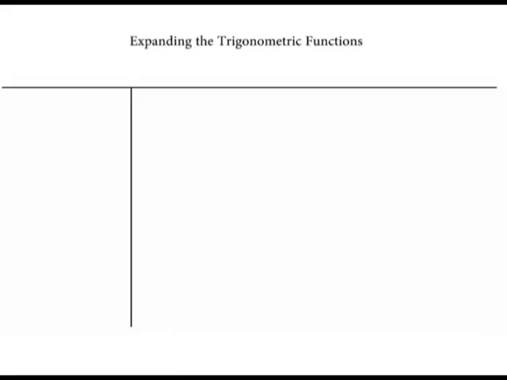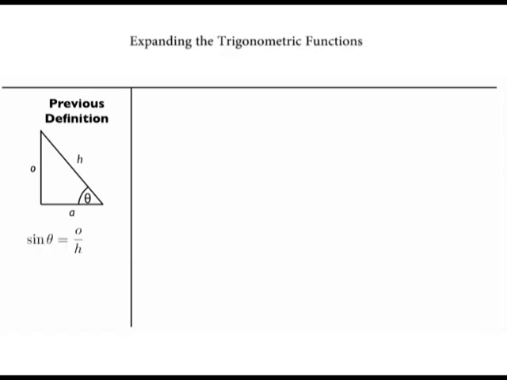So far, we know how to find the trigonometric ratios of angles between 0 and 90 degrees. So if you have a triangle and you have an angle, and because it's a right triangle, theta will be between 0 and 90 degrees. This is opposite, adjacent, and hypotenuse. Sin theta is equal to opposite over hypotenuse. Cos theta is equal to adjacent over hypotenuse, and tan theta is equal to opposite over adjacent.